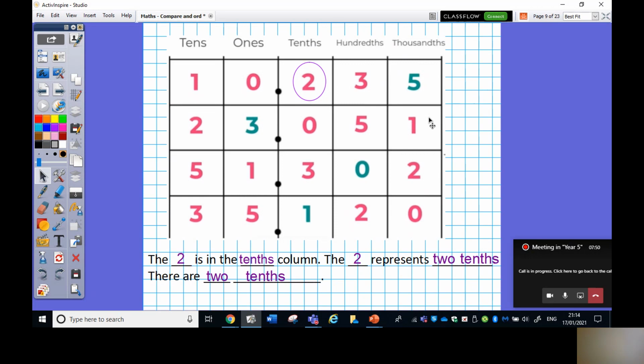Let's describe these place values. So we can use these sentences here. I'm going to take the 2 here in the tenths. So the 2 is in the tenths column. The 2 represents 2 tenths. There are 2 tenths. So I'd like you to pause the video and I'd like you to say these sentences with the numbers highlighted. Unpause when you finish. Great job. Okay, let's move on.